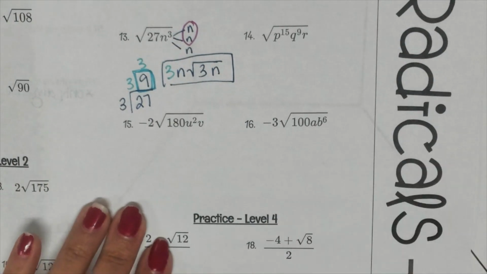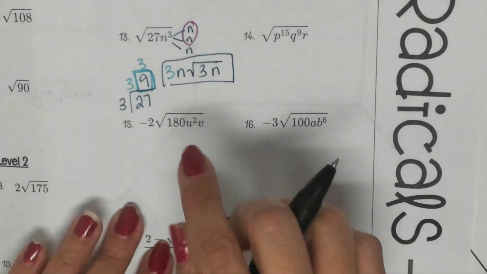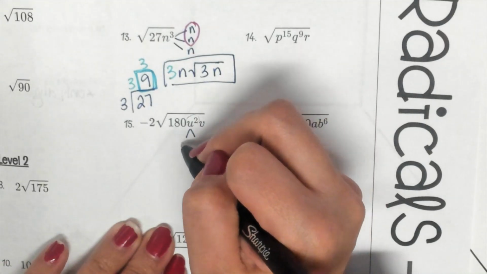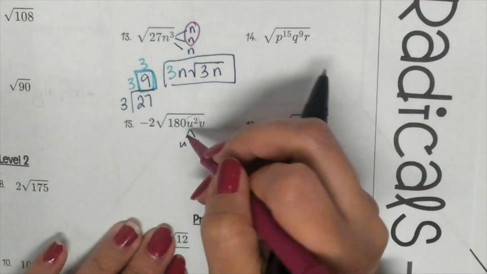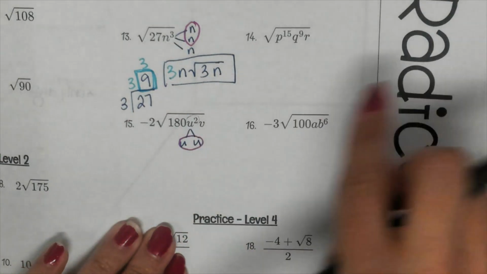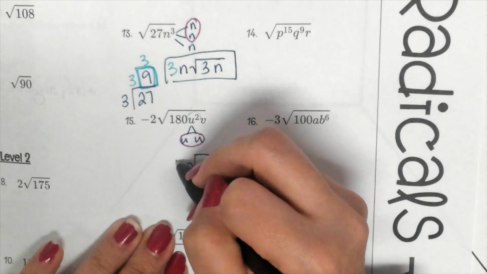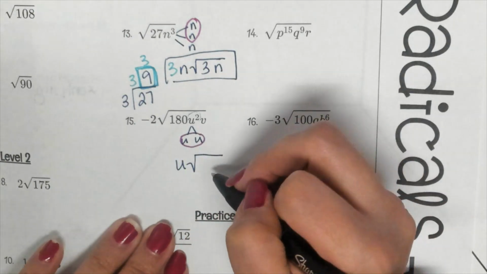Final part. U squared, U and U. Buddy comes out. V doesn't have anyone, so V has to stay inside. So U, V.